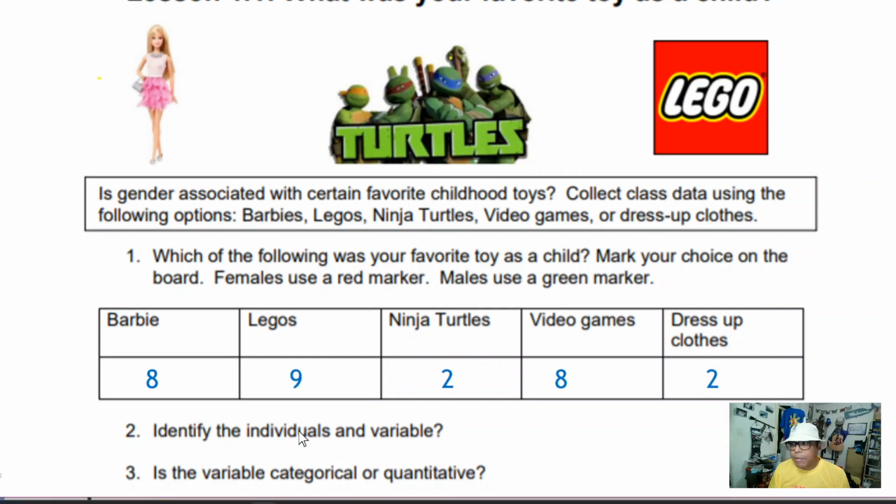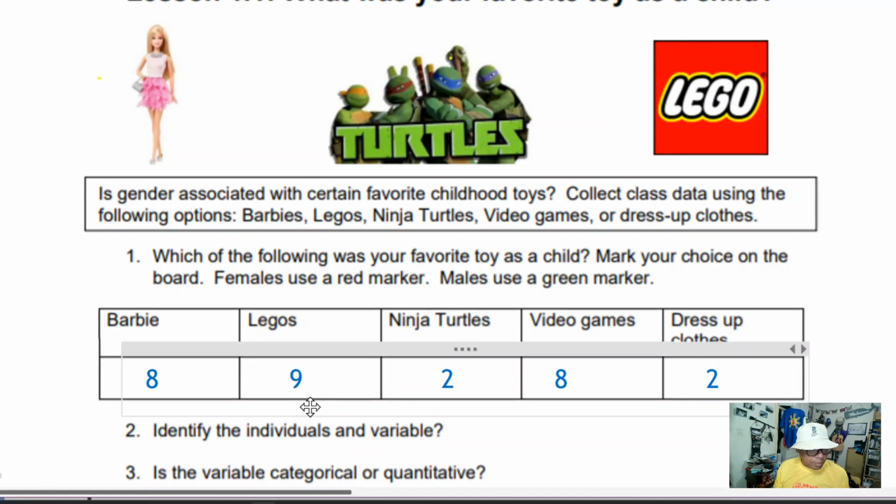For the sake of this video, we're going to use this data here. We're going to pretend we had a class. And actually, no, I think this came from class a few years ago. 8 students played with Barbies, 9 with Legos, 2 with Ninja Turtles, 8 with video games, and 2 with dress-up clothes. Presuming that means that they had clothes as toys, which I personally find weird.